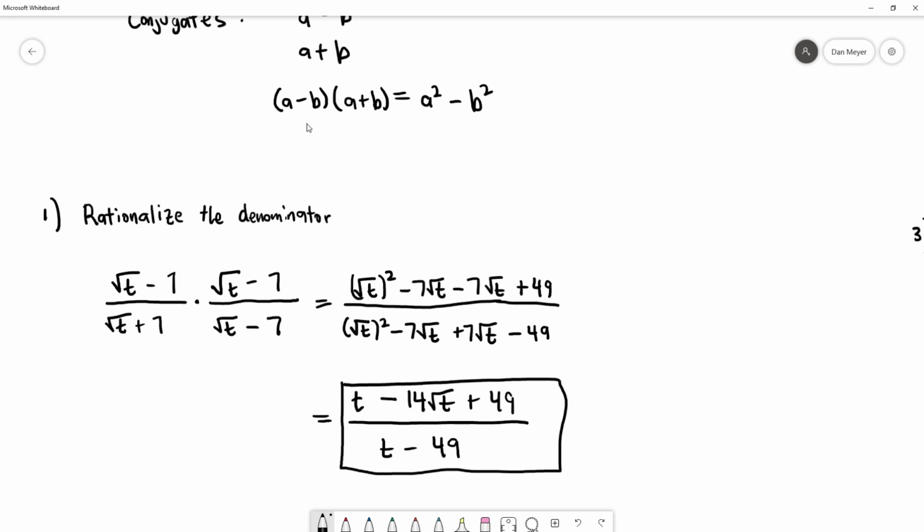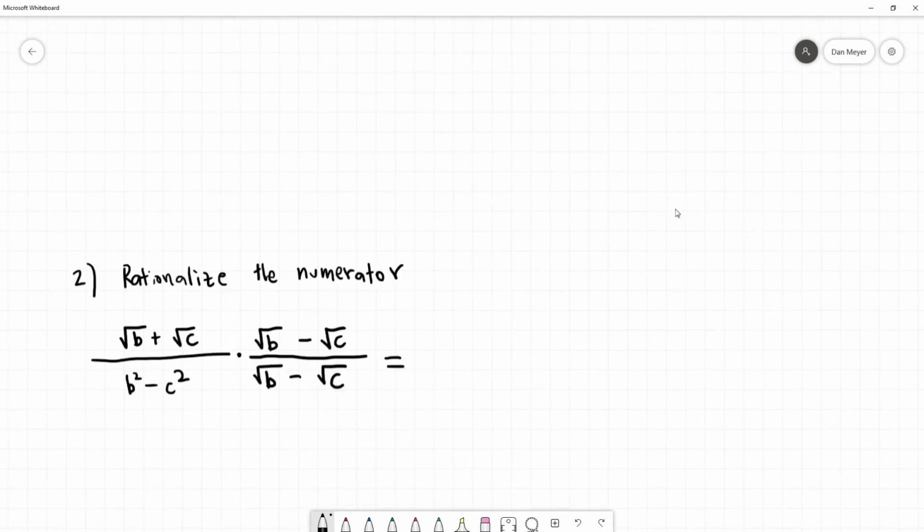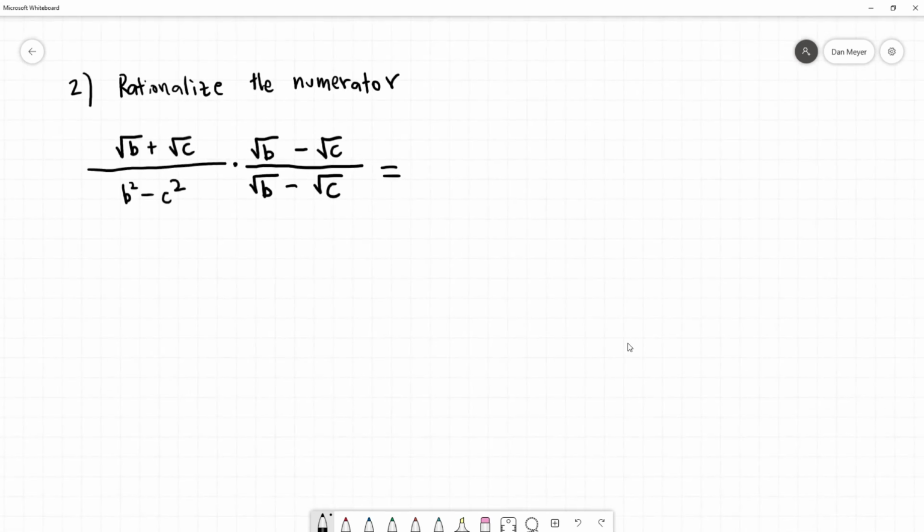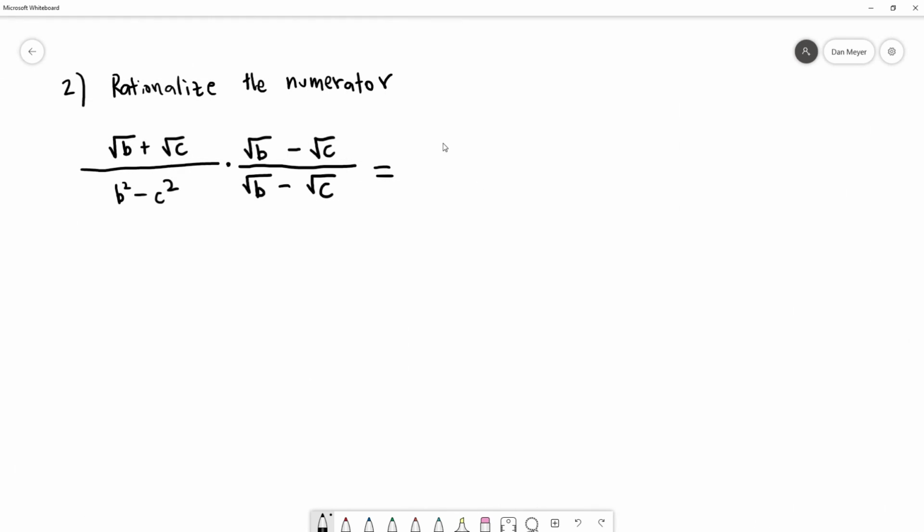This was listed as one of your special product formulas as well when we covered multiplying polynomials on that first day of class. So you could say we're exploiting that product formula. Anyways, here I get root b squared minus root c squared.